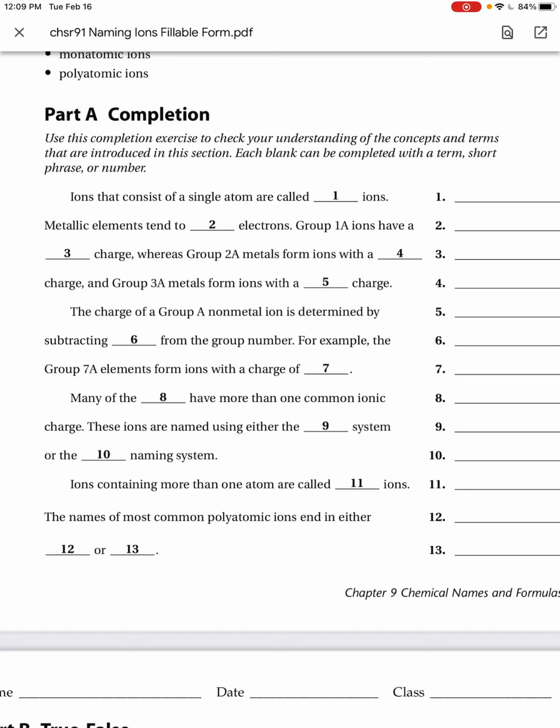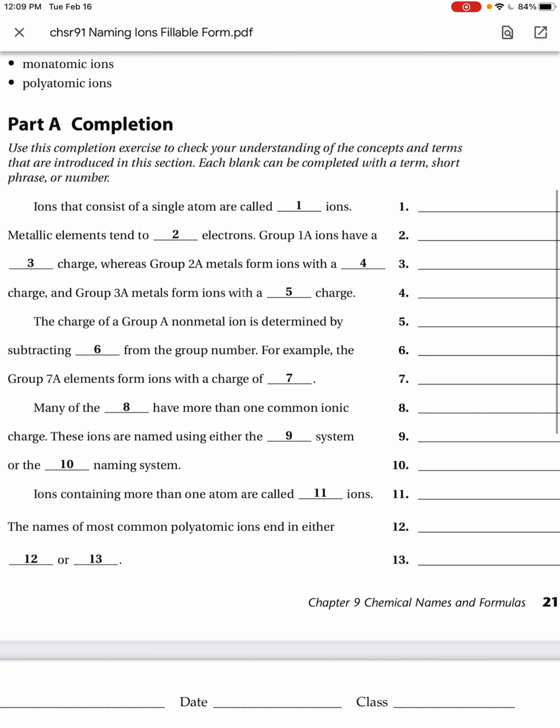And for example, the group 7 elements form ions with a charge of -1. So number 7 is -1 because 7 minus 8 is -1. Going on, many of the number 8 transition metals. So number 8 is transition metals. What are the elements with d electrons?